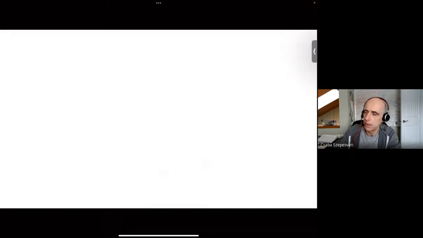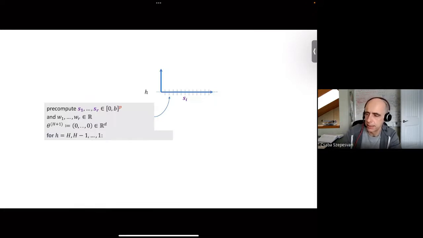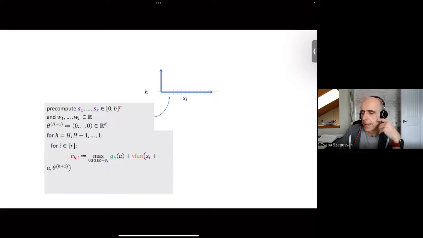So then you can put together everything. You have these knots and you have the weights, and you can initialize your procedure because V_{H+1} is identical to 0, and at stage H, you have to do this calculation.